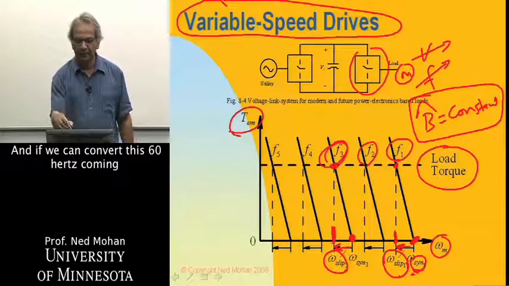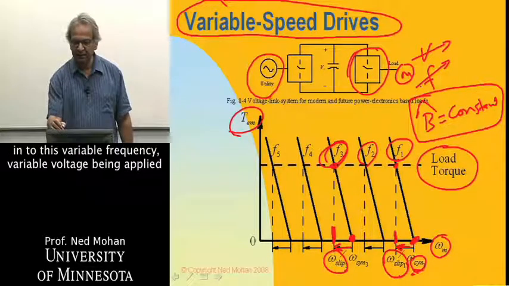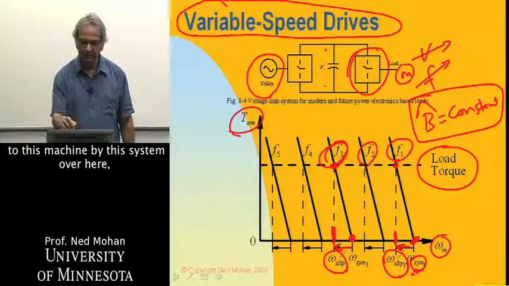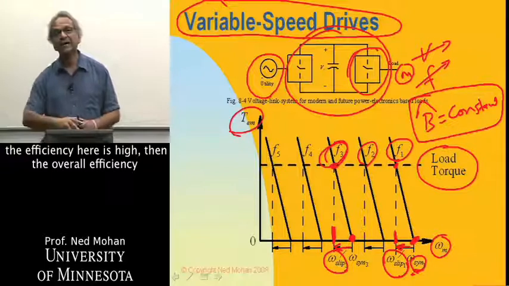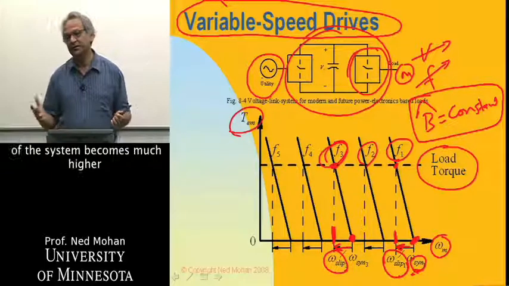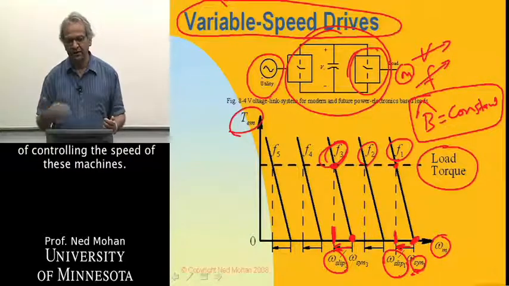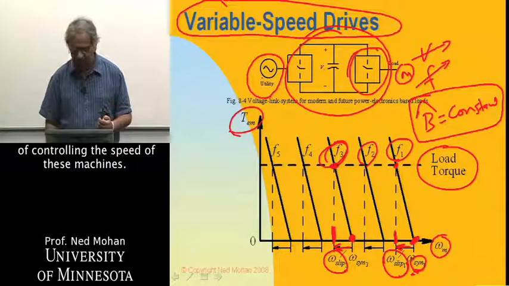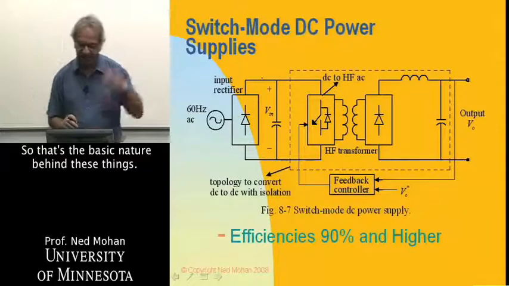And if we can convert this 60 hertz coming in to this variable frequency, variable voltage being applied to this machine by this system over here, and the efficiency here is high, then the overall efficiency of the system becomes much higher than in the conventional way of controlling the speed of these machines. So that's the basic nature behind these things.